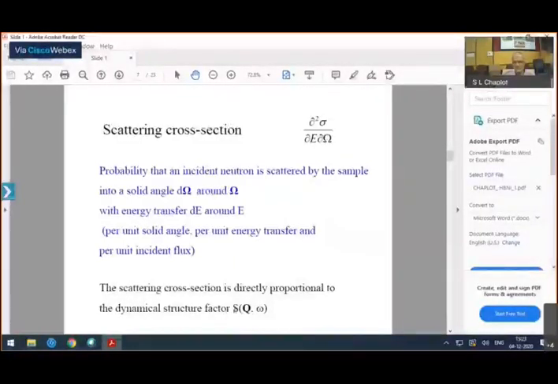Unlike the static structure, where you talk of only S of Q, not about omega, because you don't do energy analysis of the beam. So you integrate over all possible energy changes. The static structure factor has information about the structure. That means how the atoms are arranged in the solid, whether crystalline or amorphous or whatever it is. So that's a static structure factor. We also have a similarly dynamical structure factor, which is the extension in the 4th dimension.